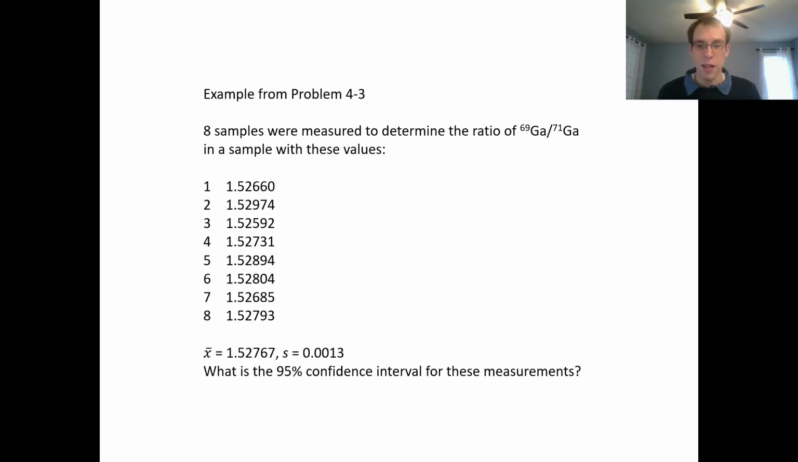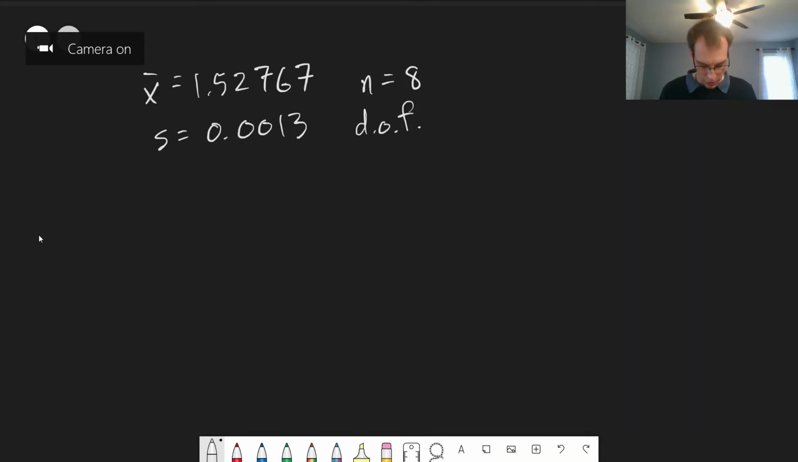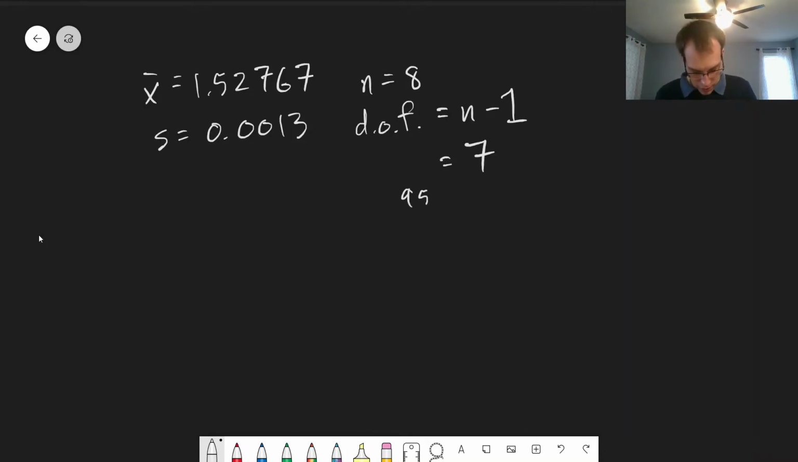Okay, so the things that we need are the mean, this value of the mean right here, and the standard deviation down here, and also the number of measurements. Those are the pieces of data we need. I've already copied those down into my whiteboard here. Our mean is 1.52767. Our standard deviation is 0.0013. We have n equals 8 measurements. So our degrees of freedom will be n minus 1 for an average like we have, so our degrees of freedom will be 7. We know we want 95% confidence.